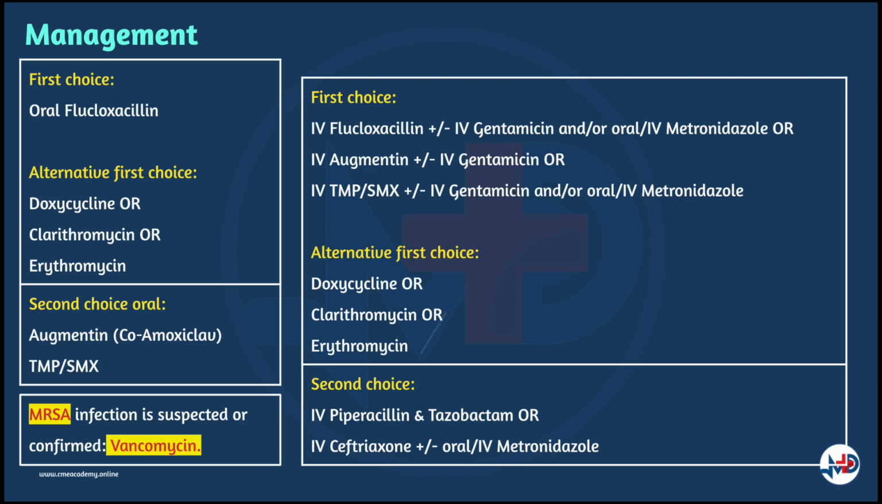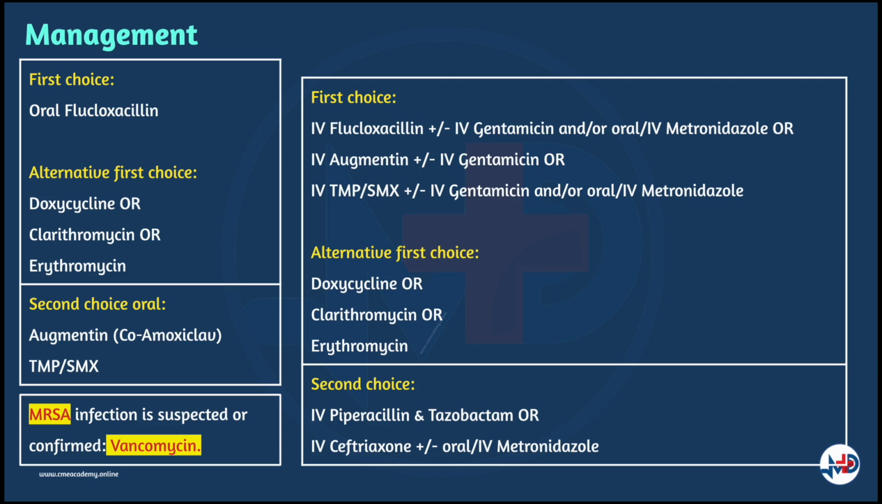Antibiotics are only indicated if the ulcer is infected. The first choice of antibiotics would be oral flucloxacillin. Alternative first-choice antibiotics for patients with penicillin allergy would be doxycycline or clarithromycin, or erythromycin for pregnant women. Second-line oral antibiotics include co-amoxiclav or co-trimoxazole, and if patients are severely unwell, intravenous flucloxacillin with or without gentamicin and metronidazole can be considered.